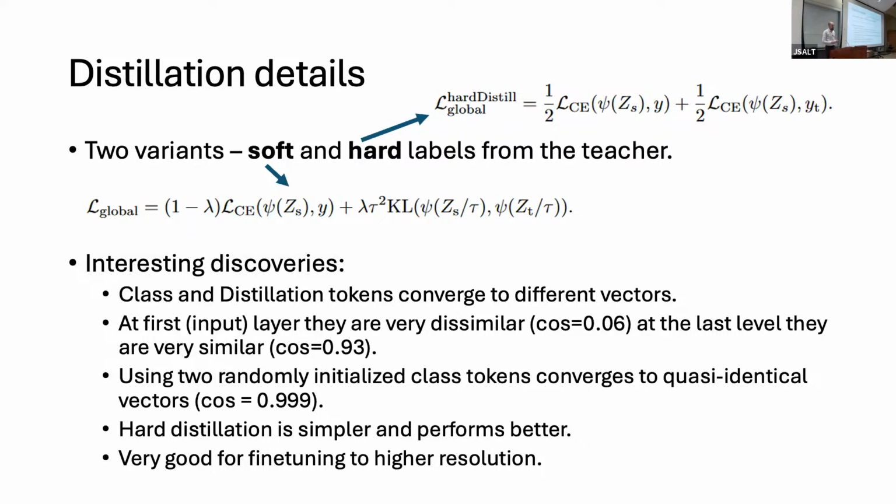Yeah. So this gives us the idea that they are learning something different. Okay. They also tried, what if we just randomly initialize two class tokens and give them the same information, and they end up with a very high cosine similarity. So they end up in the same position at the input. Yeah. So this is something interesting. And hard distillation is simpler to implement, at least from an engineering point of view, because you already have it prepared, right? And it has been shown that this is very good for fine-tuning on higher resolutions also. Okay.